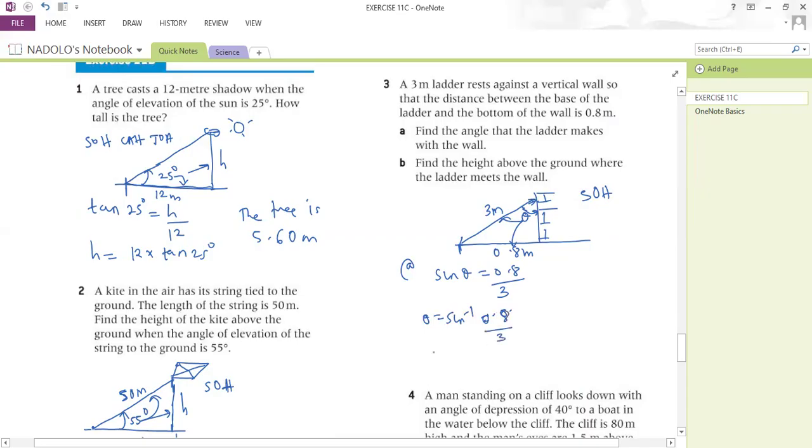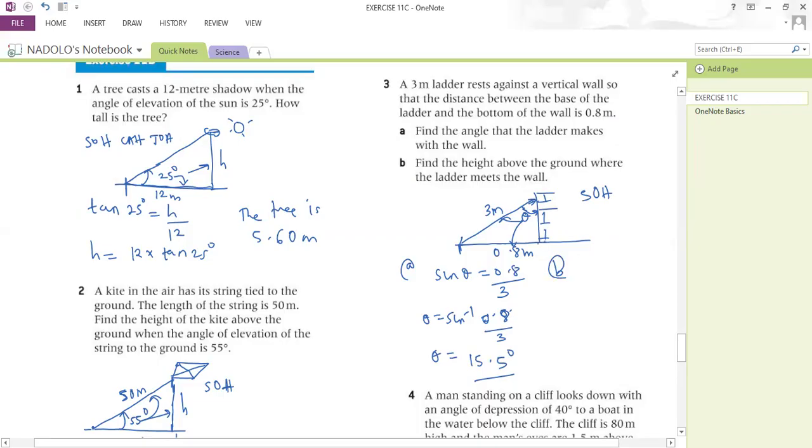Use your calculator. This is a simple one. You can enter the fraction 0.8 divided by 3, then do sine inverse of that, and you'll get 15.46600995. To 3 significant figures, that should be 15.5 degrees. Okay, for part B, find the height above the ground where the ladder meets the wall.